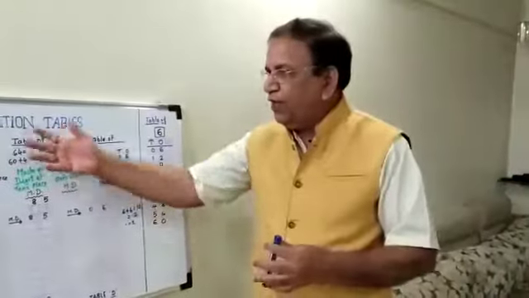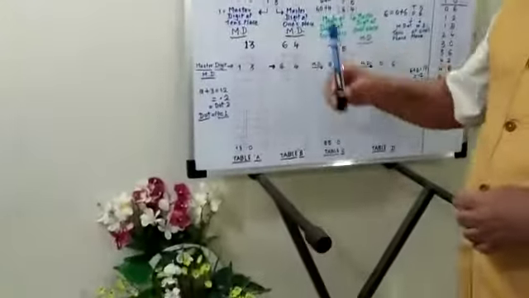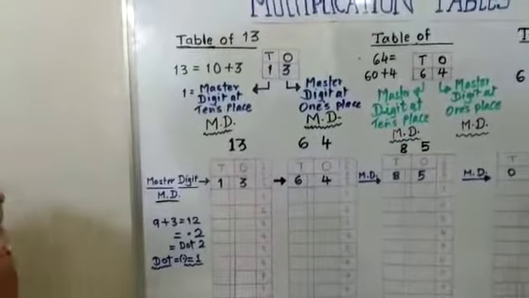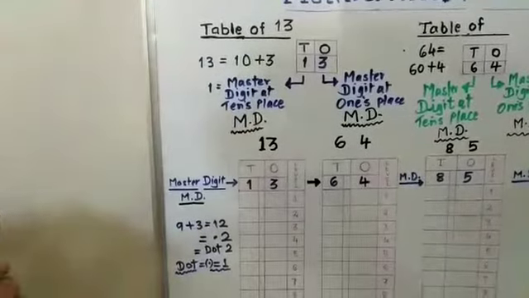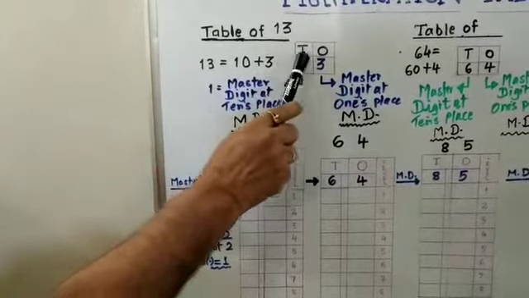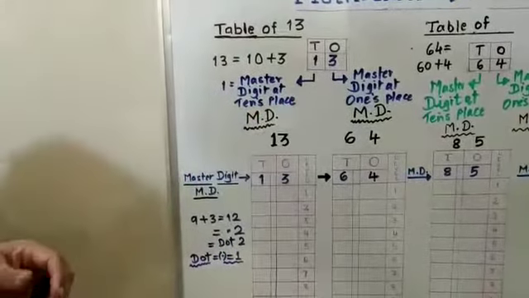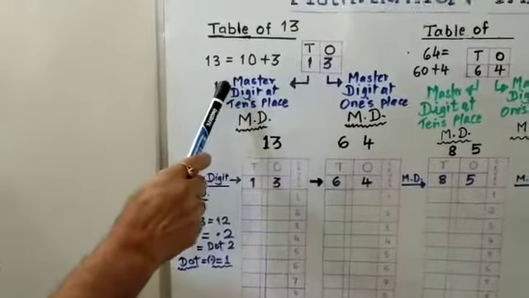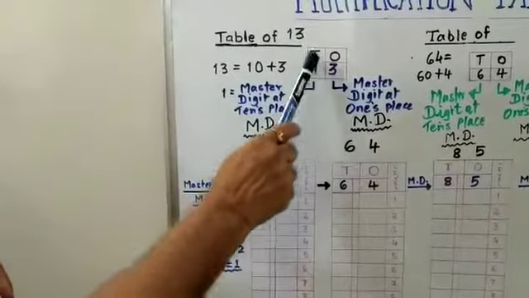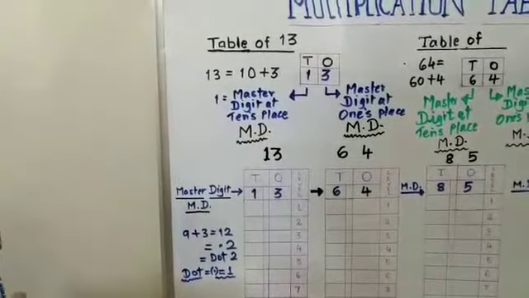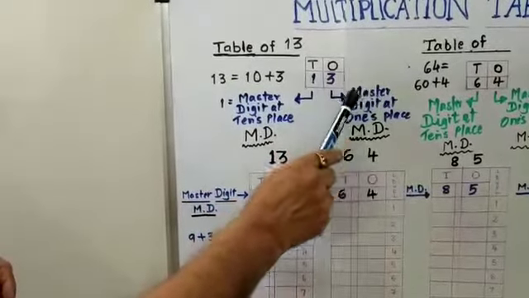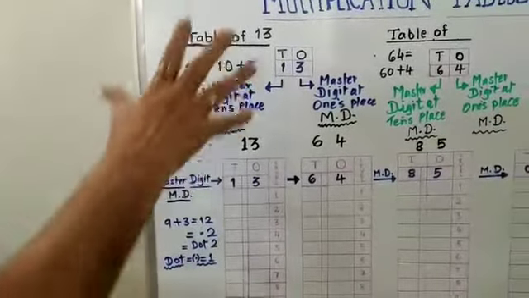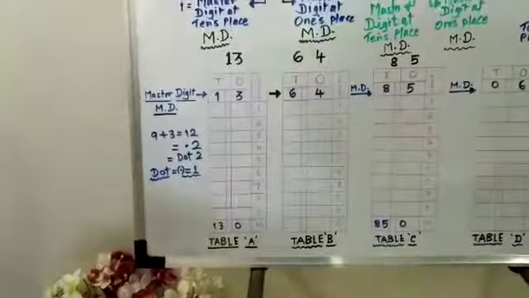Say for that matter, first of all we will take the table of 13. 13 means 10 plus 3. For this, we normally put 1 in the tens place and 3 in the ones place. Now this 1 at the tens place is called the master digit at tens place for this table, and 3 is called the master digit at ones place. This is very important. Now let us start making the table of 13.